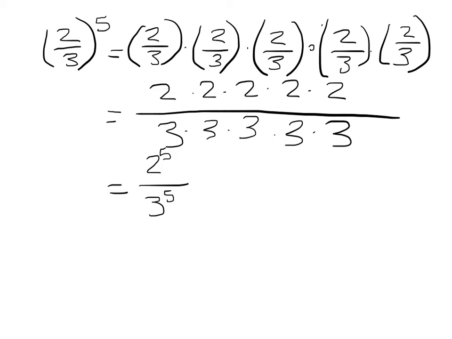And then I could solve this, so 2 to the fifth equals 32, and 3 to the fifth equals 243. We could use the same method to evaluate another expression.